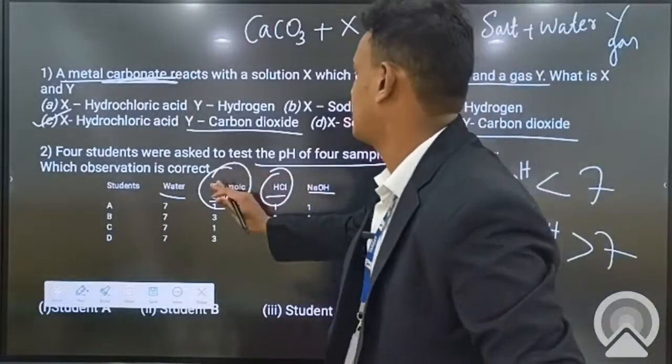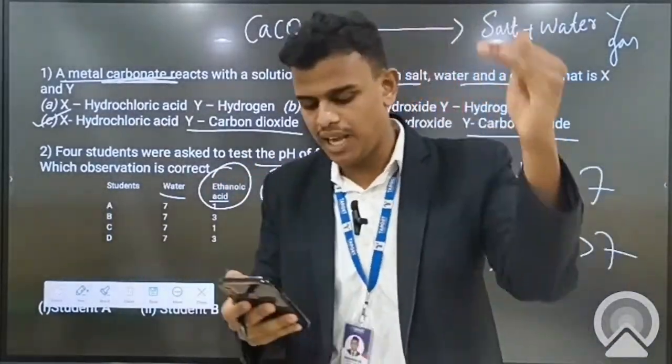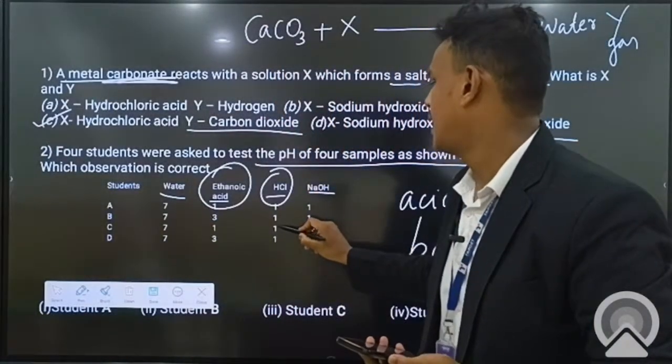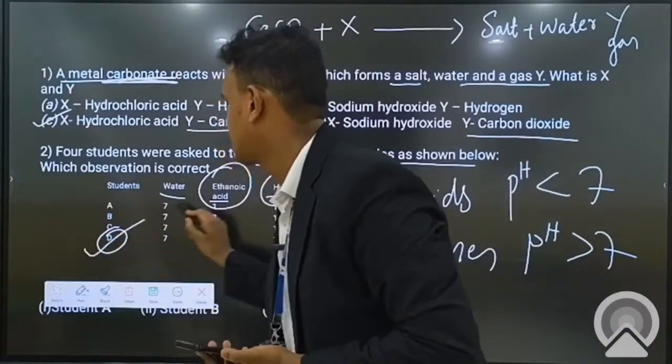Okay, so comparing ethanoic acid and HCl, HCl is a strong acid. The stronger the acid, the lower the pH will be. HCl has pH 1 and ethanoic acid has pH 3. D is the correct answer.